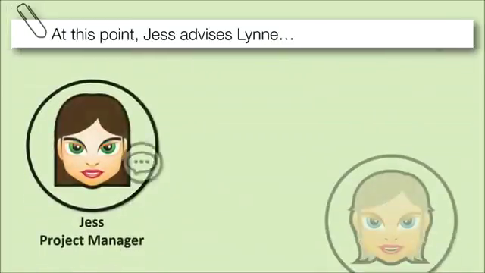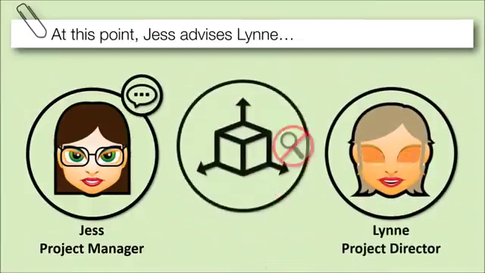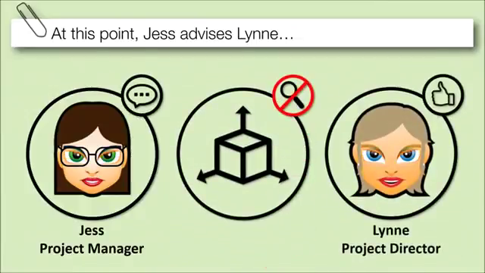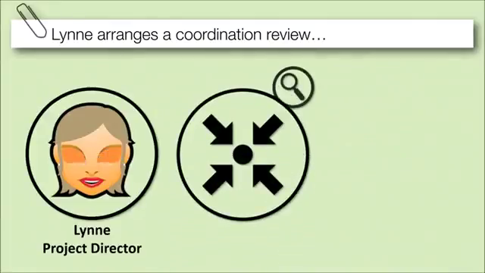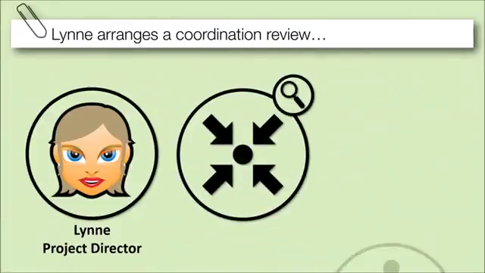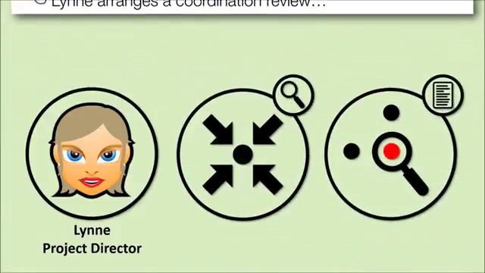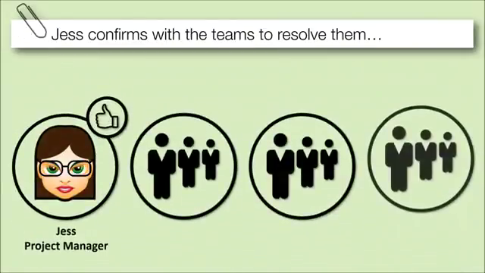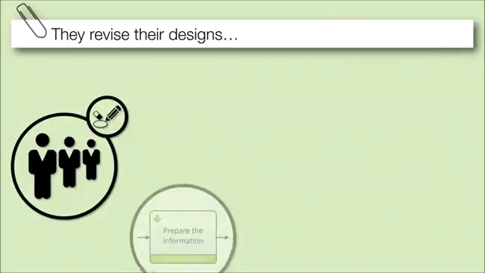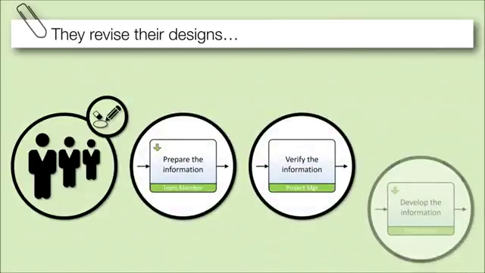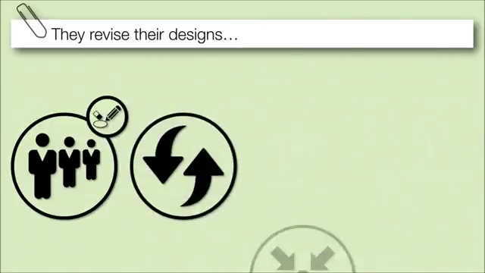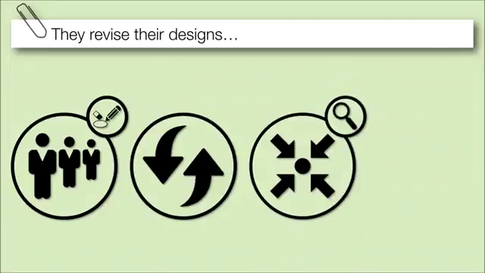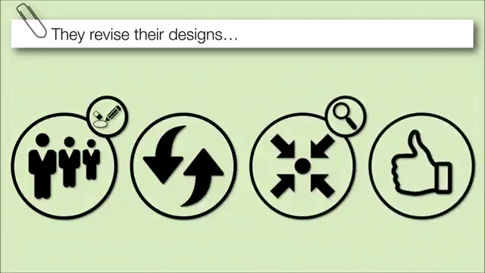At this point, Jess advises Lynn that a technical review isn't necessary and Lynn agrees. Lynn arranges a coordination review. This reveals some anomalies which are documented. Jess confirms with the teams to resolve them. They revise their designs, following the prepare and verify activities within Develop, and repeat the coordination review to make sure everything is now satisfactory.